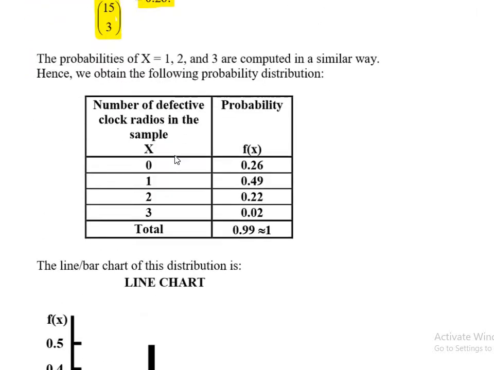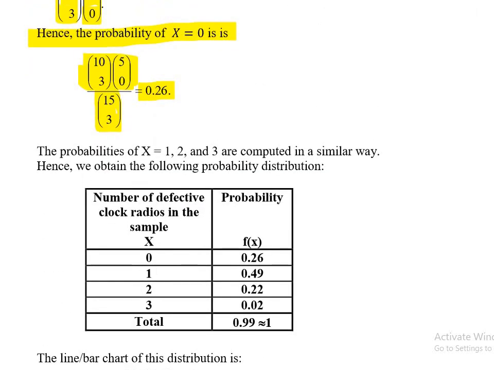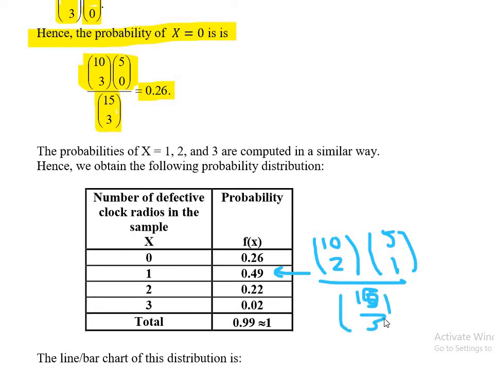If I continue with that, I get all of them. For example, let's write another formula for this one. This is 10C2 because I am selecting 1 defective, which means 2 will be good. So if 1 is defective, 5C1, the remaining 2 will be from the 10 that are good, divided by 15C3. Total is 15C3. You see here 10 plus 5 is 15 total, 2 plus 1 is 3 total.